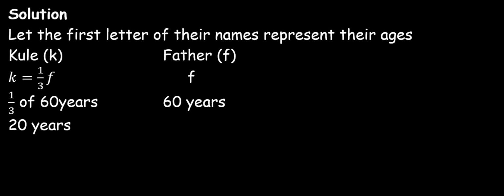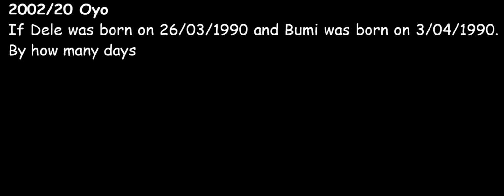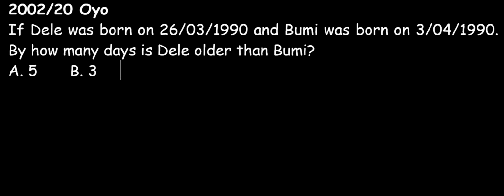Next example. If Dele was born on the 26th of 03, 1990, and Bumi was born on the 3rd of 04, 1990, by how many days is Dele older than Bumi? A is 5, B is 3, C is 7, D is 6, E is 8.